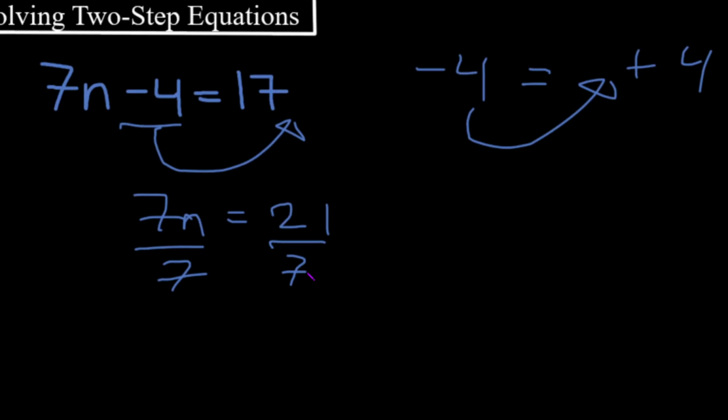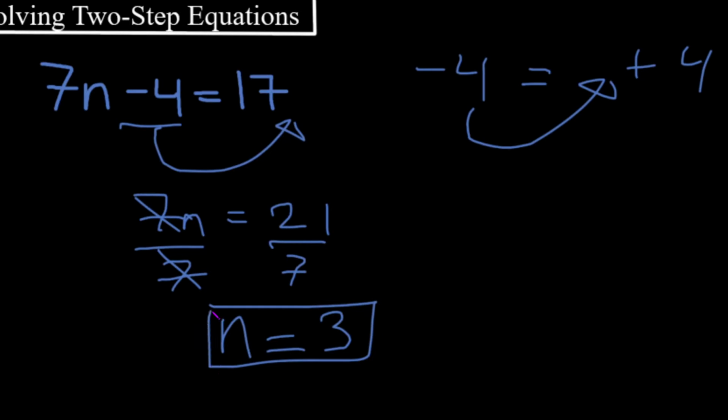The reason why you divide the right-hand side is because you are obeying the rule of balancing an equation. So if you do something to one side of the equation, you have to do something to the other side. So on the left-hand side, 7 cancels out as you are multiplying and dividing by the same number, and we have n alone. And on the right-hand side is 21 divided by 7, so it is 3. So now we know what n is. n is 3.